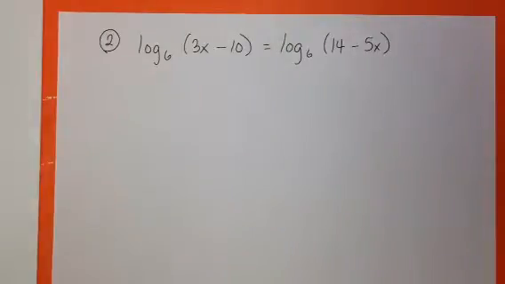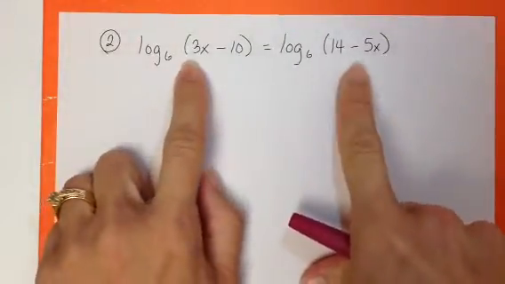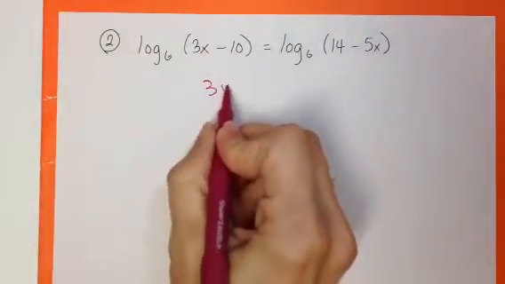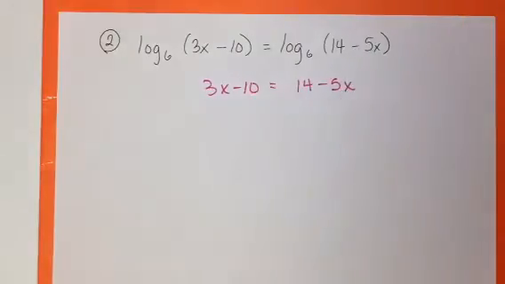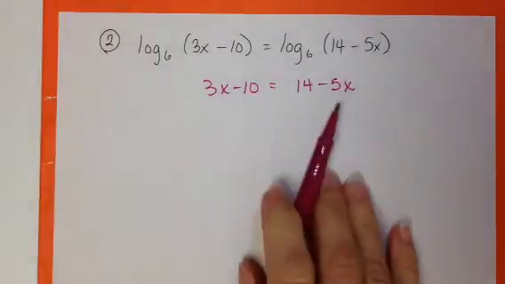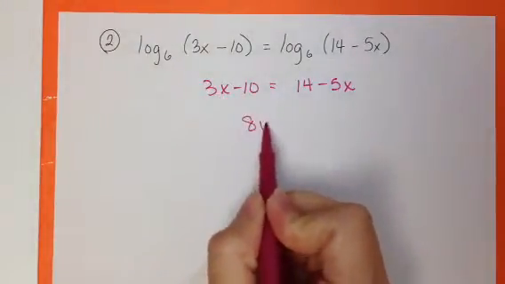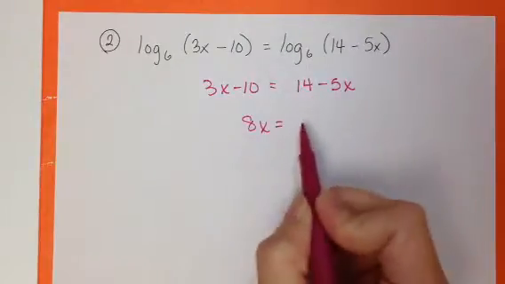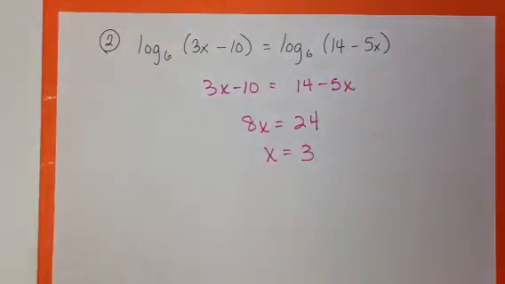Okay, so I have switched this one over to using LOG, but it's still exactly the same process. Of course, log base 6, so I just need to find out what makes these equal. So take your 3x minus 10 equal to 14 minus 5x. Okay, so if I solve this, I'm going to start by adding the 5x. So the 3x plus the 5x will give me 8x, which means that I'll need to add the 10. So that's going to give me 24. Divide by 8, I get x equal 3.